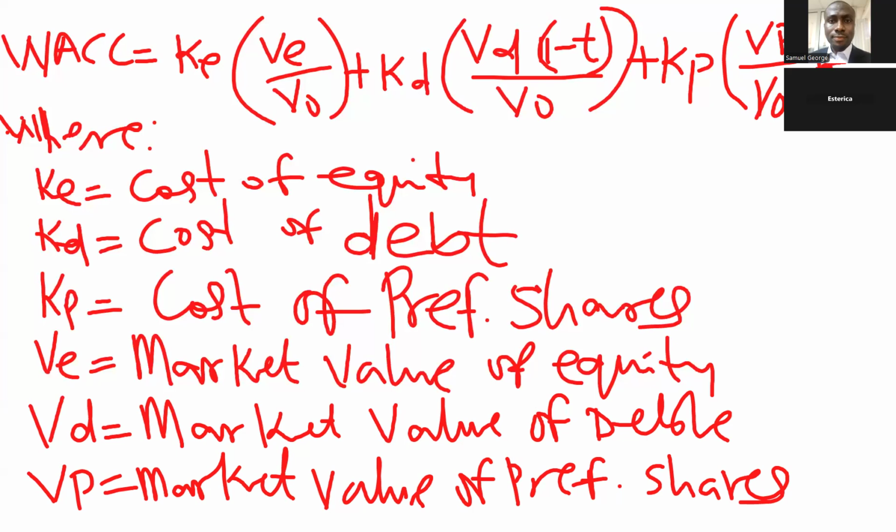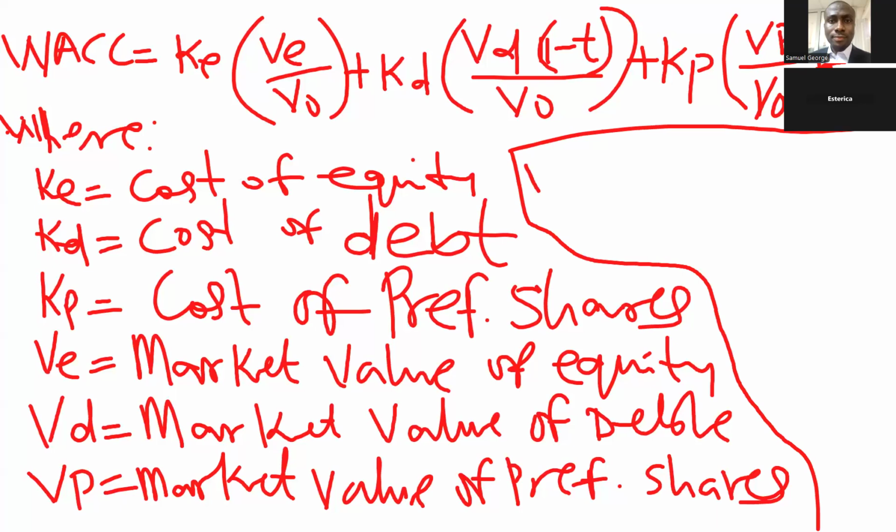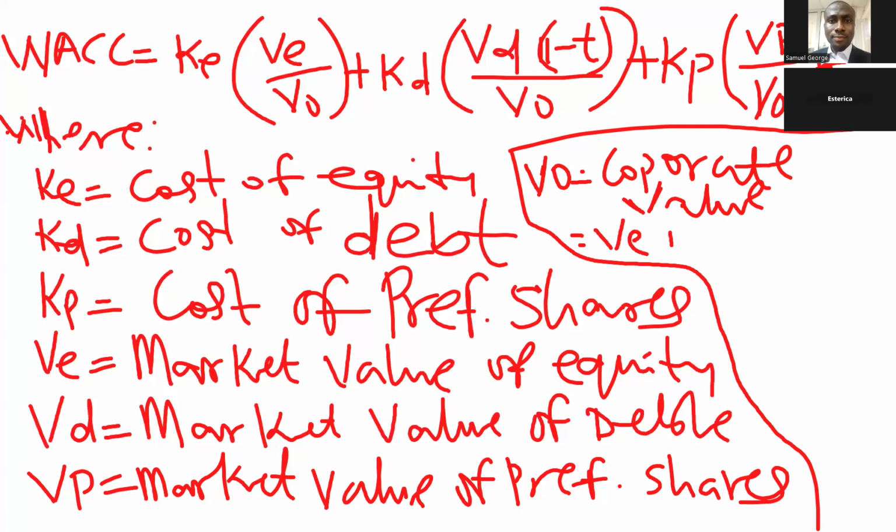Okay. What else? Then VO. Let me write it here. VO is corporate value. That is the total market value of the company, which is equal to VE plus VD plus VP, or the market value of the sources of capital, all added together. That gives us the VO.